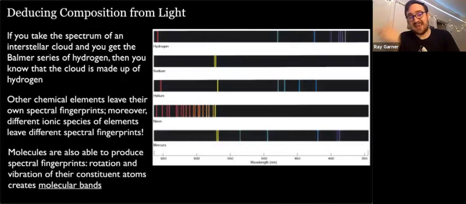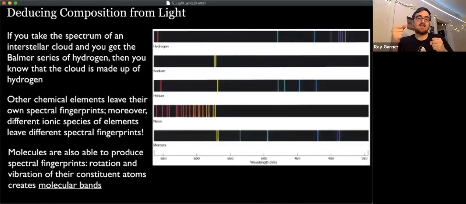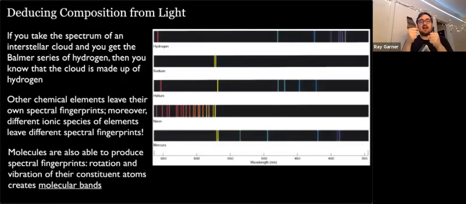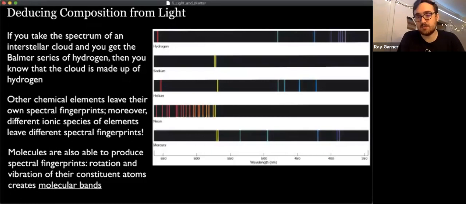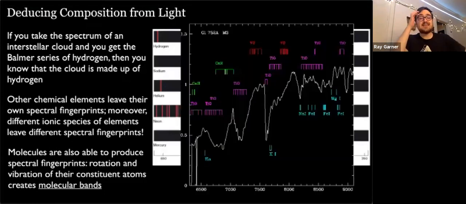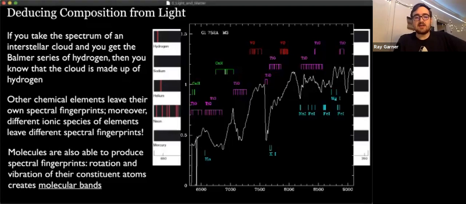Molecules also can have spectral fingerprints. And that is because there's generally two atoms to make a molecule. The rotation of those atoms around each other and the vibration will also create molecular bands. So this is the spectrum of a very cool star where the temperatures are cold enough that molecules can form. And you just see this thing littered with molecular bands. So here's H alpha.